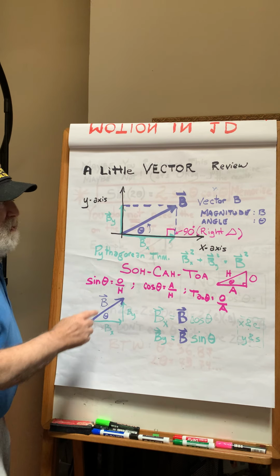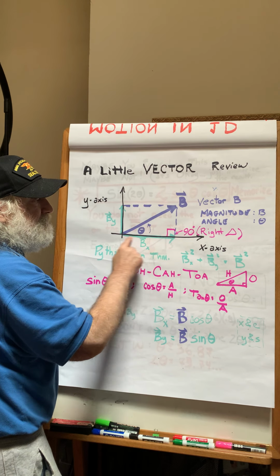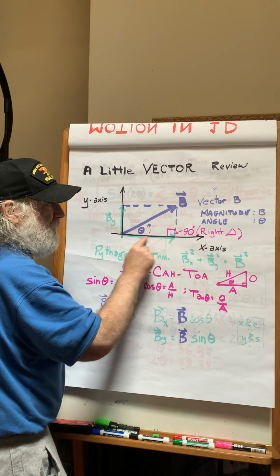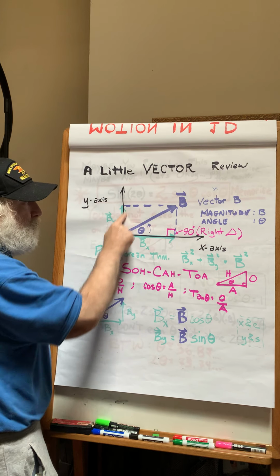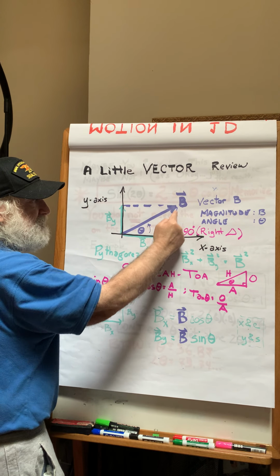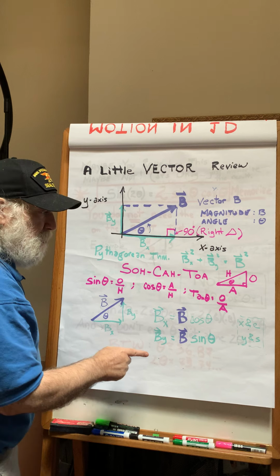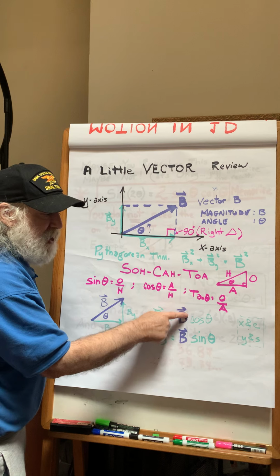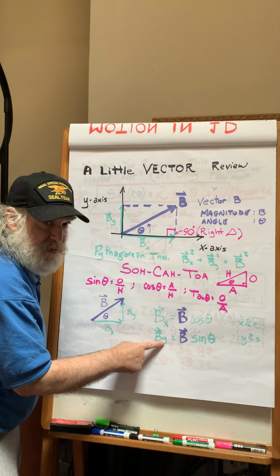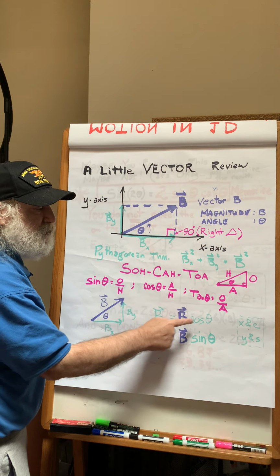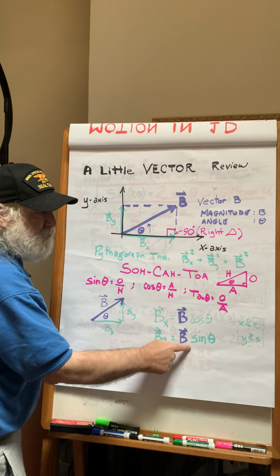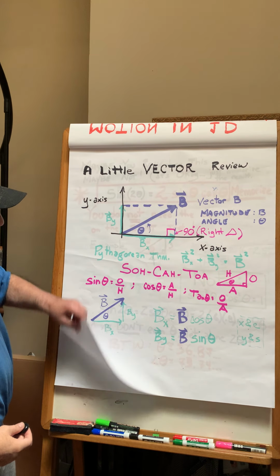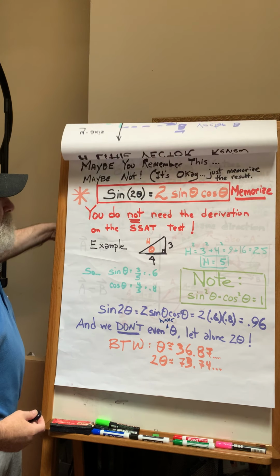So if we want to know what this vector is in length, it's b times the cosine of theta, and y is b times the sine of theta. So remember, they're alphabetical. C comes before S in the alphabet. X comes before Y in the alphabet. So the X vector uses cosine, and the Y vector uses sine. The mnemonic is it's alphabetical. We'll use those when we break up a vector.